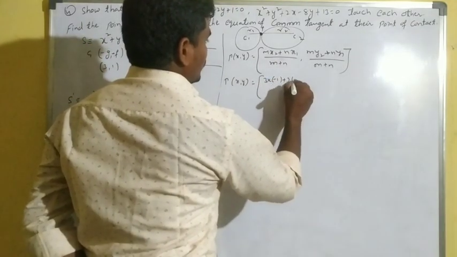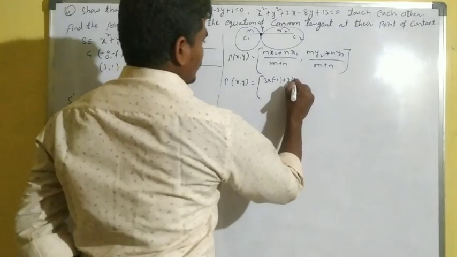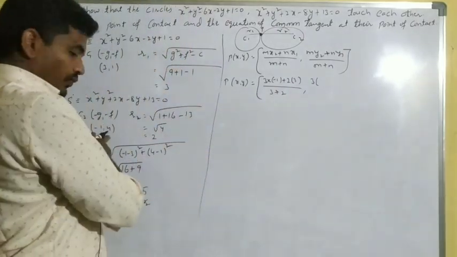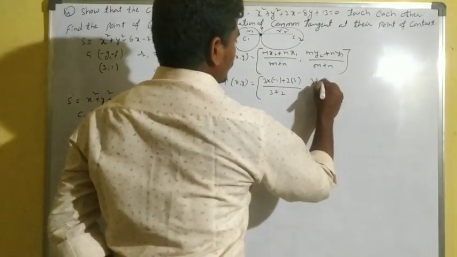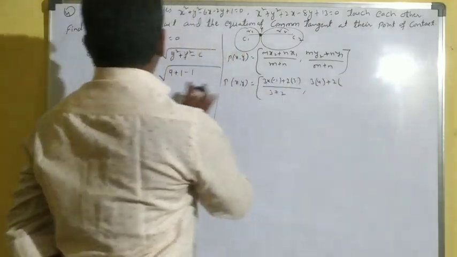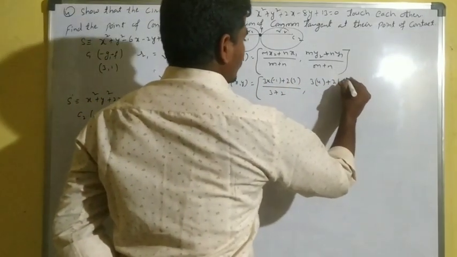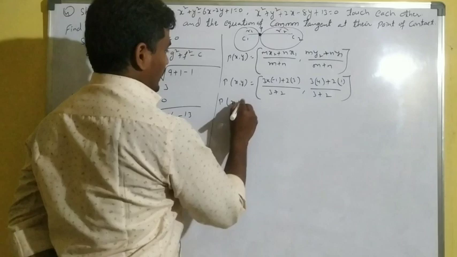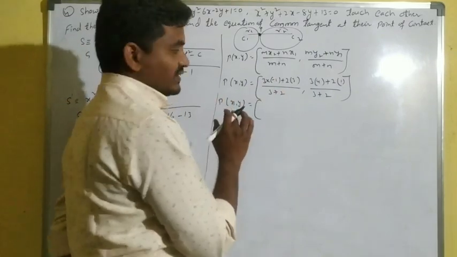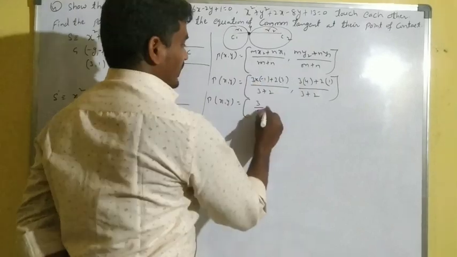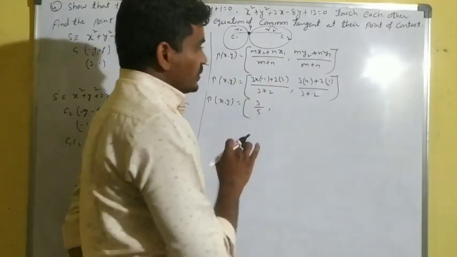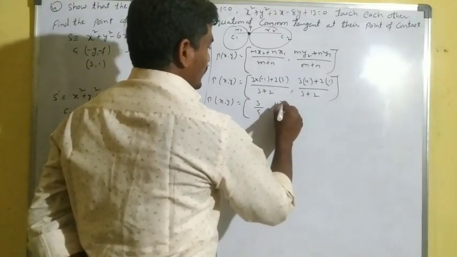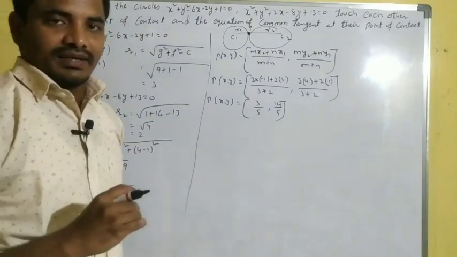Minus 1 plus 2 of x1 which is 3, over 3 plus 2. 3 of y2 which is 4, plus 2 of y1 which is 1, over 3 plus 2. So P of x comma y: 3 of minus 1 is minus 3 and 2 times 3 is 6, so 6 minus 3, that is 3, over 5, comma 3 times 4 is 12 and 2 times 1 is 2, 12 plus 2 is 14, divided by 5. This is the point of contact.